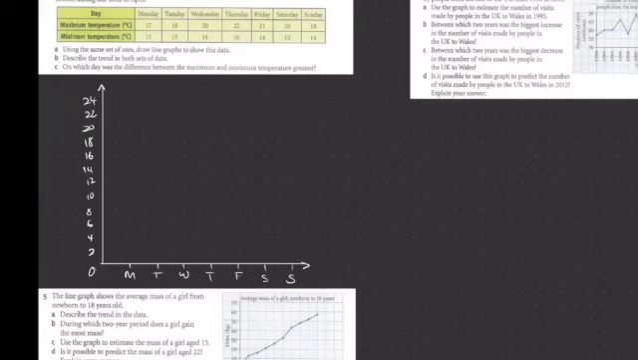Maximum temperature on Monday will be 17, 18, 20, 22, 21, 20, 18. Last one is missing. So it should be here.